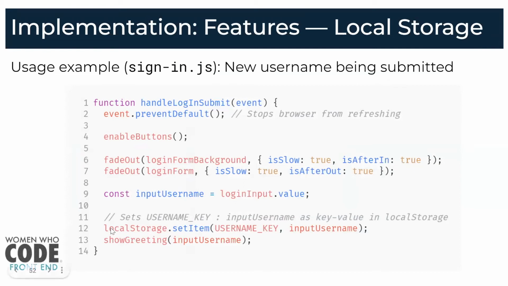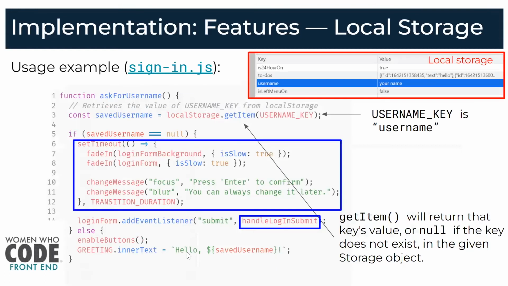And then please look at lines 11 and 12. Here, what we're doing is setting the username key with the input username as the key value in local storage. So once you submit your login form with your new username, this will get saved in local storage. And when you refresh the page, we'll retrieve the username from local storage. And because of it, you will be able to see, hello, saved username.